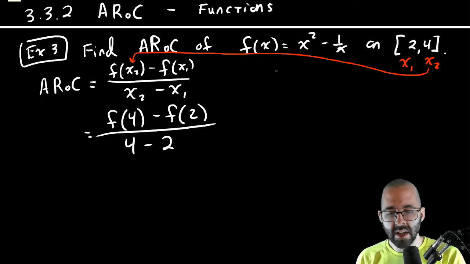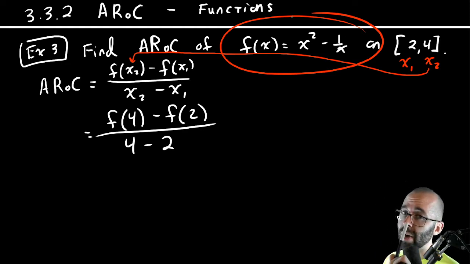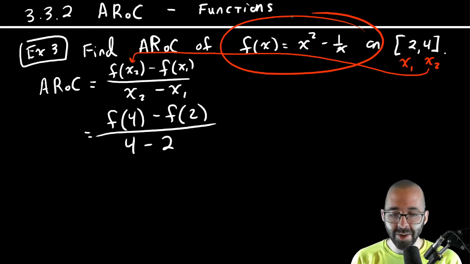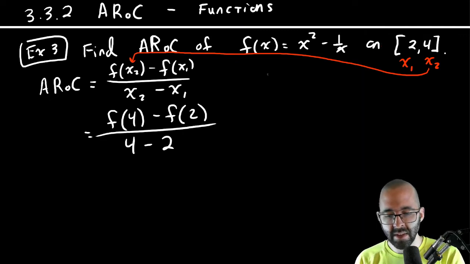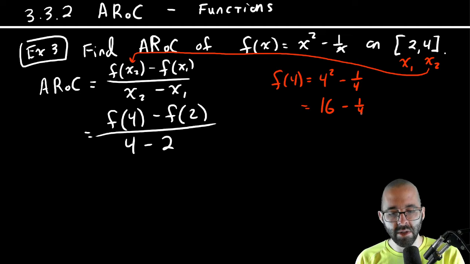So we're going to go off to the side and say, I don't know f of 4, but I'm familiar with section 3.1, and I can find out what f of 4 is. So f of 4 is just this function. Replace all the x's with 4's. 4 squared minus 1 over 4. That's 16 minus a fourth. That's 15 3/4.